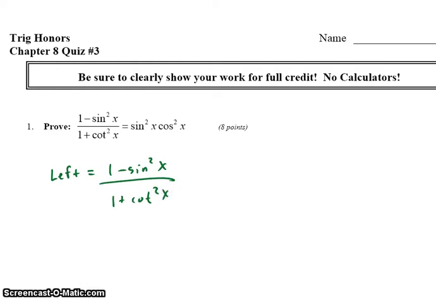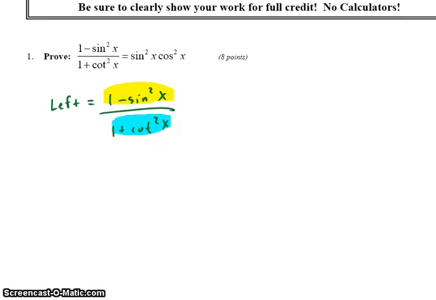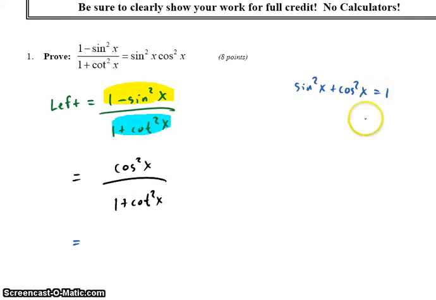Okay, now we really should only do one step at a time, so I know that a lot of you recognize that 1 minus sine squared x is cosine squared x, and actually 1 plus cotangent squared is cosecant squared. That was good to recognize, but we should only really show one at a time here. So I'm just going to put cosine squared x over 1 plus cotangent squared x.